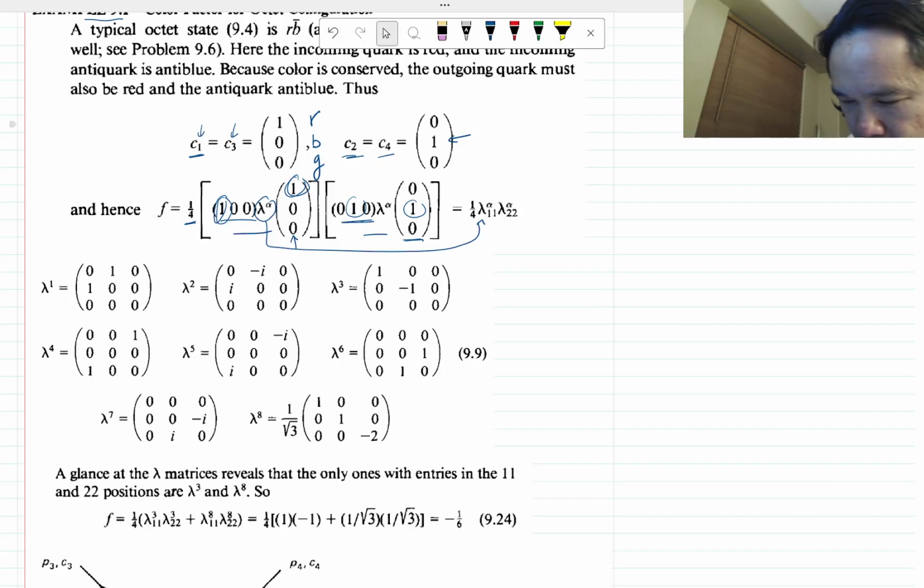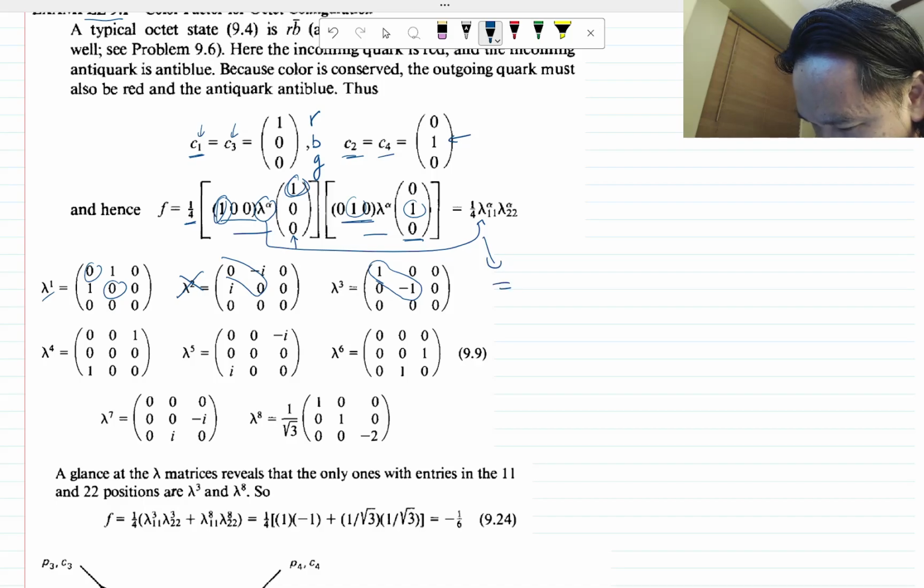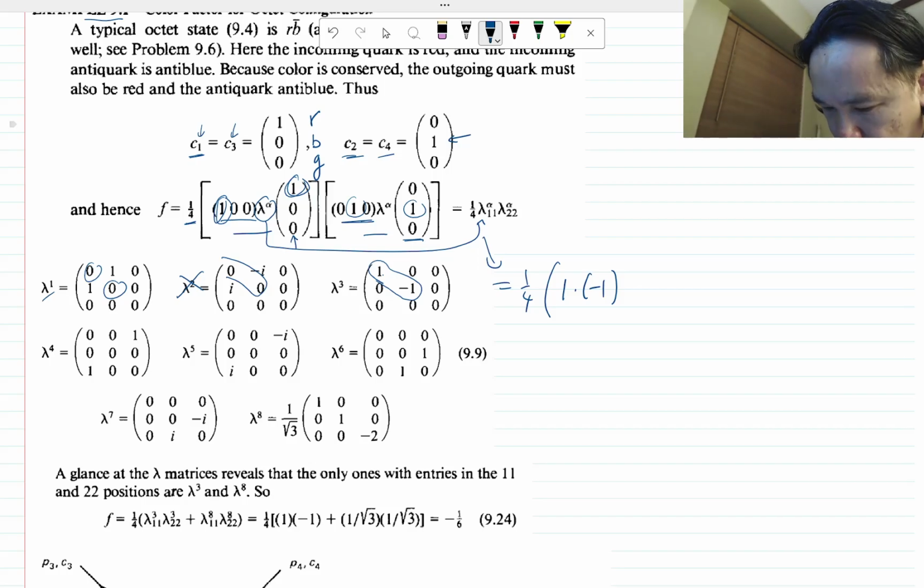So we're going to stare at these Gell-Mann matrices. Gell-Mann matrix 1 is not going to be relevant because both the 1, 1 and the 2, 2 components are 0. Number 2 is also not relevant, same argument. Number 3, that's when you have something important. So therefore, right here you're going to have 1/4, we're going to add 1, and then times -1, because this is for when we have 3.